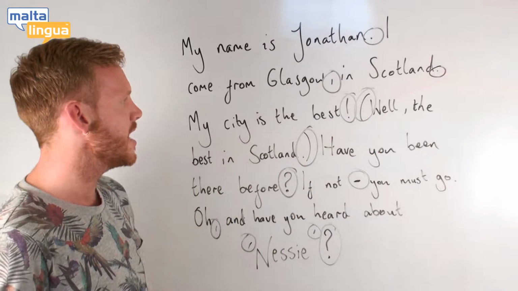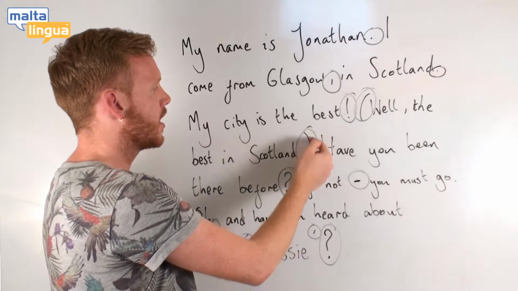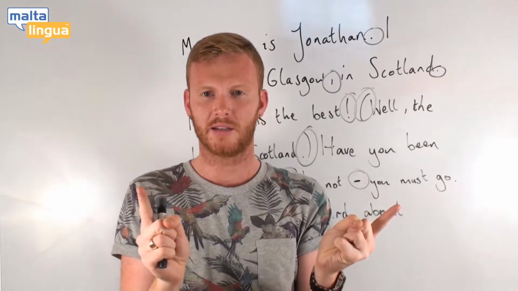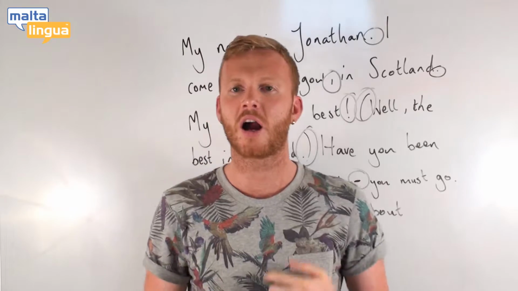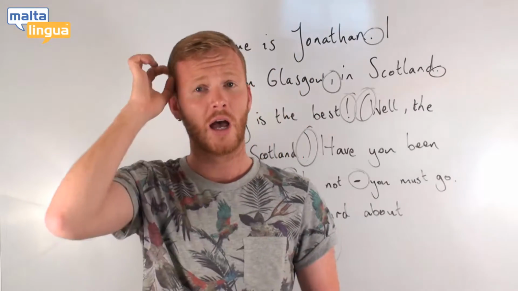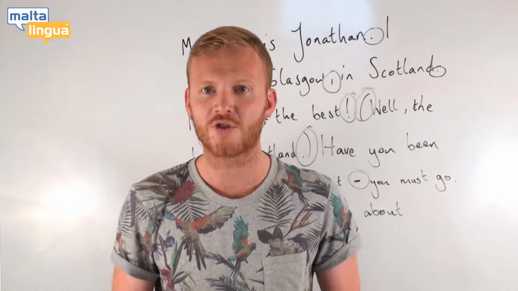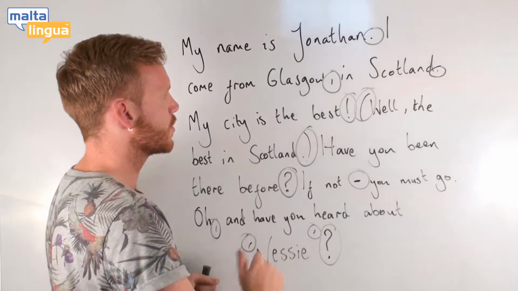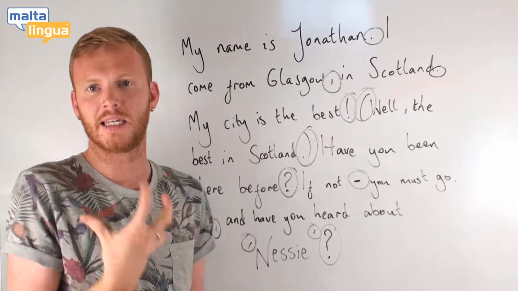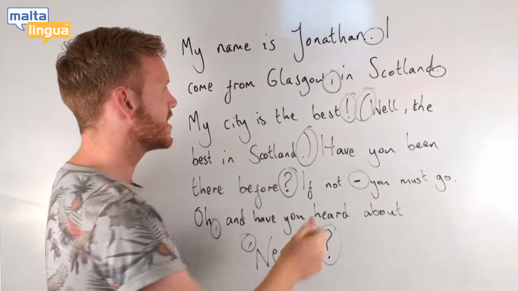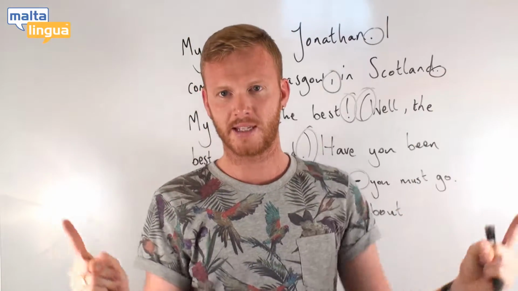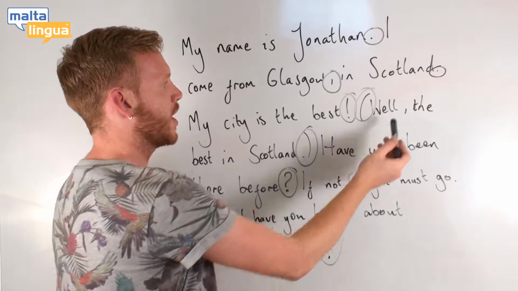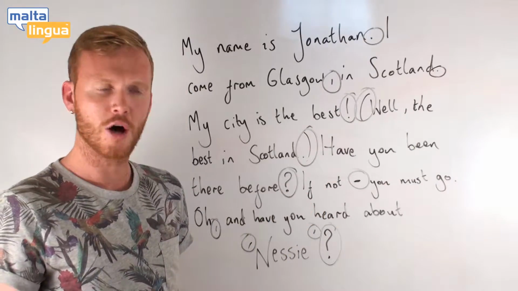I continue in the next phrase by giving you extra information in brackets. Brackets are another way in English of giving extra information after the main piece of information. So the main piece of information, my city is the best. That's the point of the phrase. Well, the best in Scotland. That's the alternative extra piece of information there. And again, we have a comma and full stop.